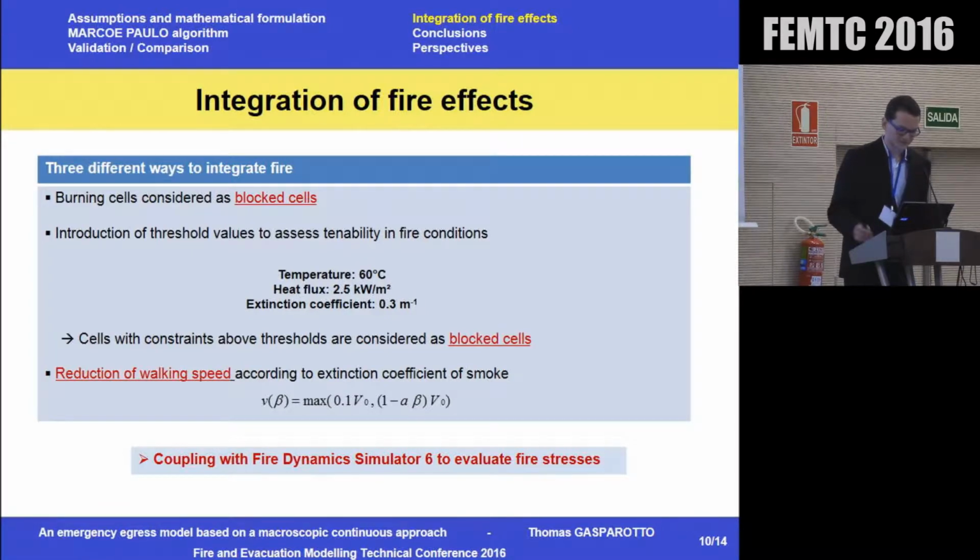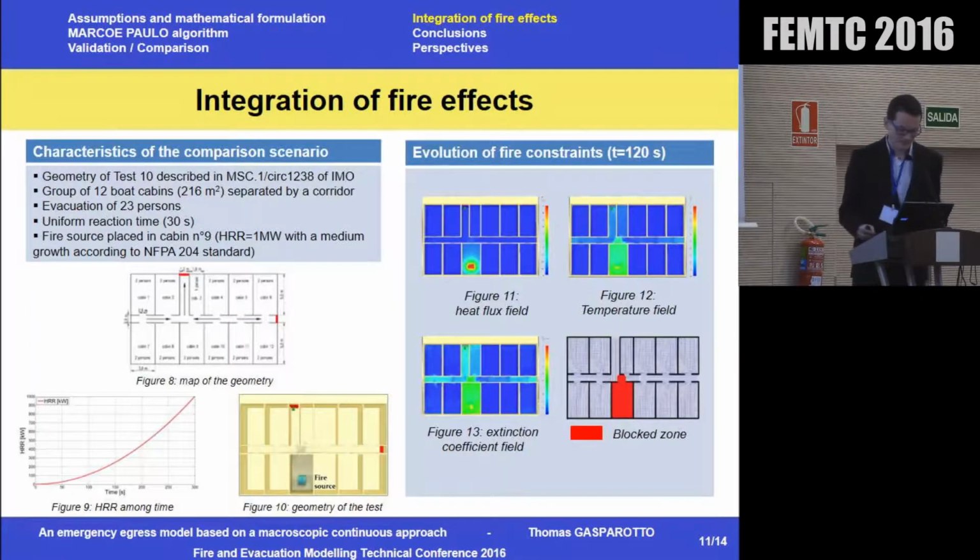And thirdly, I consider that the local extinction coefficient of smoke reduces walking speed of persons according to a linear relation. I notice here that the fire-related data are updated at each time step and are extracted from the last version of Fire Dynamics Simulator. As a test case, we are going to focus on test number 10 described in the guidelines for evacuation of the International Maritime Organization.